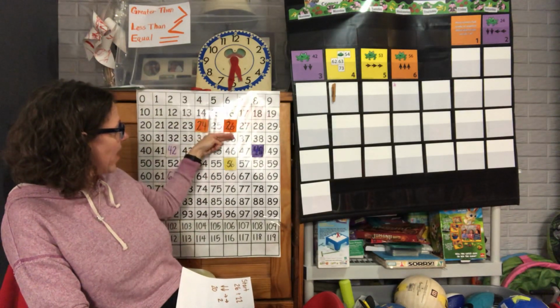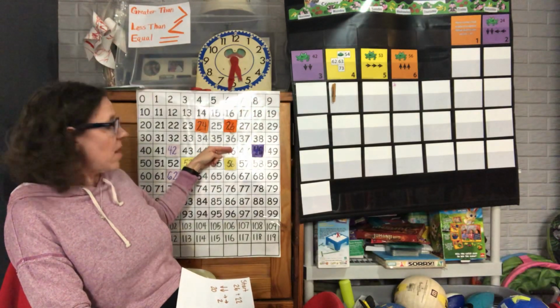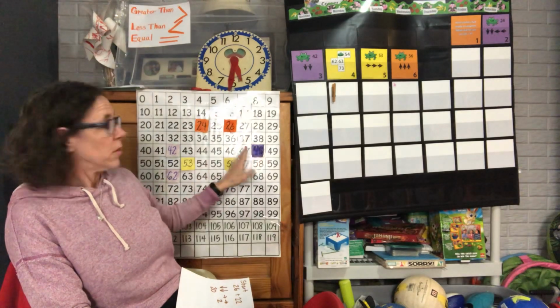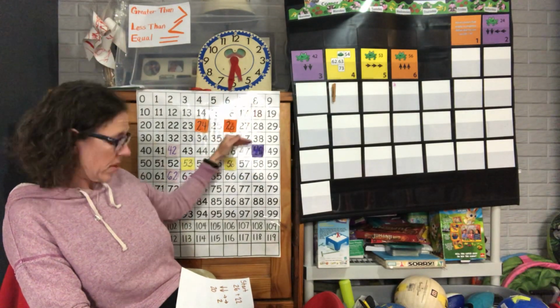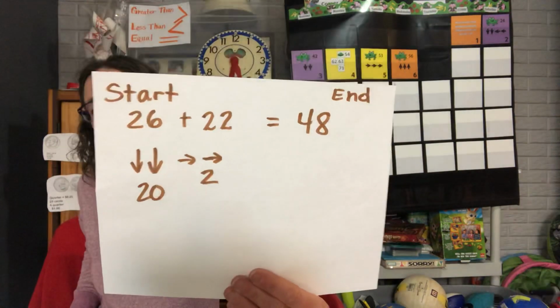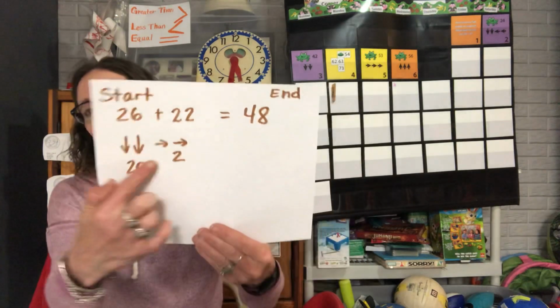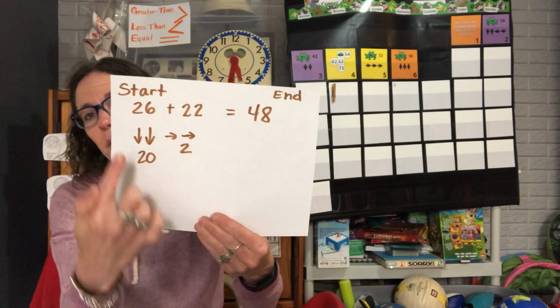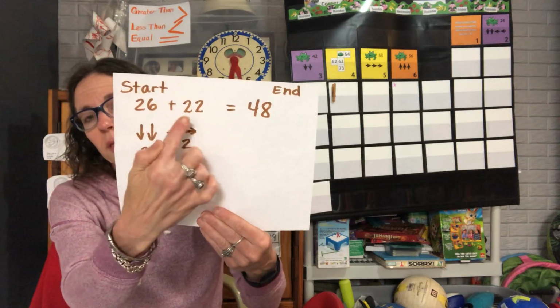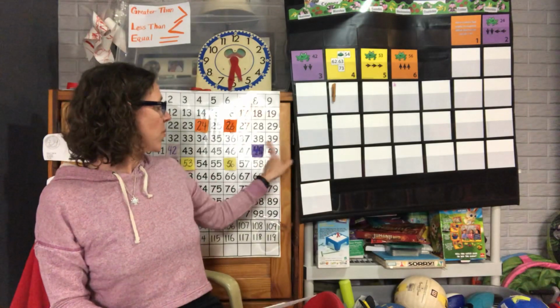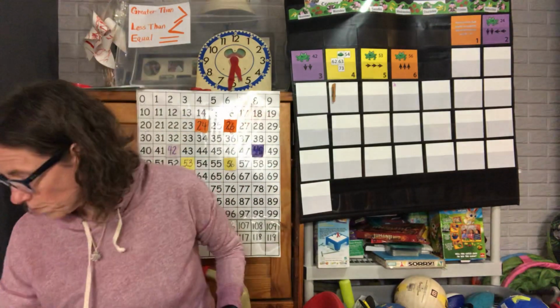So that would be 10, 20. Now let's see what we did here. Over 2. So plus 20 plus 2. So if you look at it all together, we have 26 plus 22 equals 48. The 2 arrows gives us 20. The 2 arrows going that way gives us 2. 26 plus 22 equals 48. And that's our ending number today, 48.